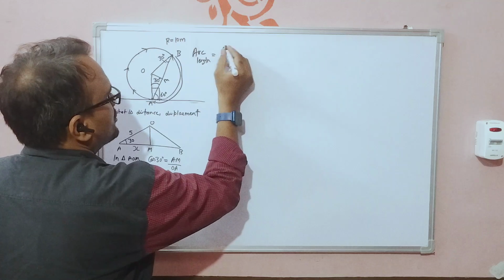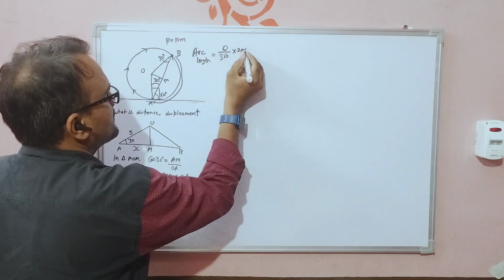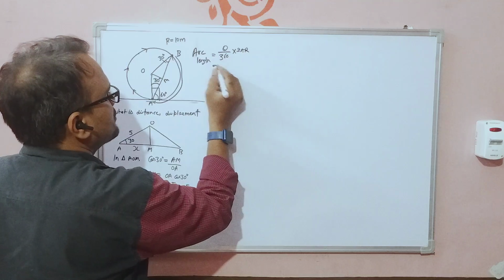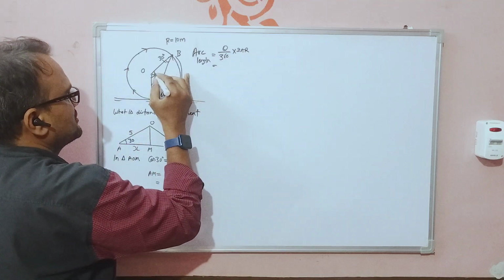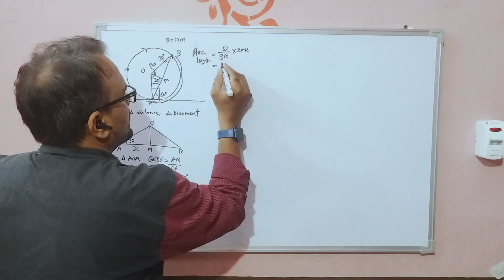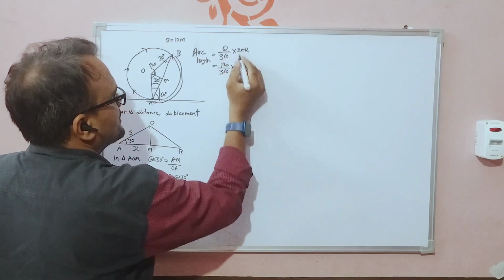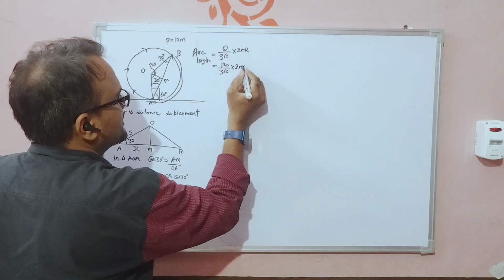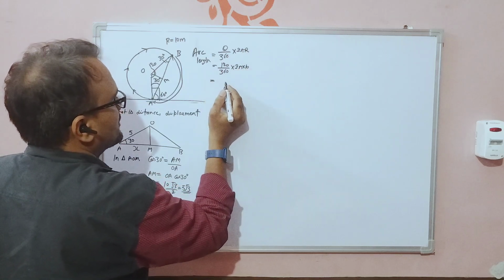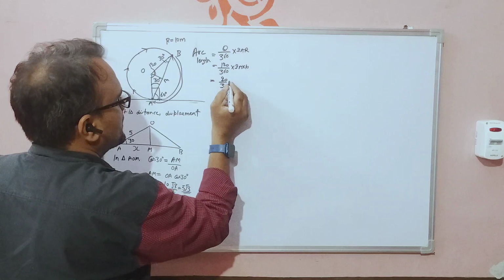let's apply the formula theta over 360 into 2 pi r, right? So here theta is equal to how much? This total angle is 120. So it is 120 upon 360, and here it is 2 pi multiplied by 10. So it will give me finally how much? It will give me 20 upon 3 pi.